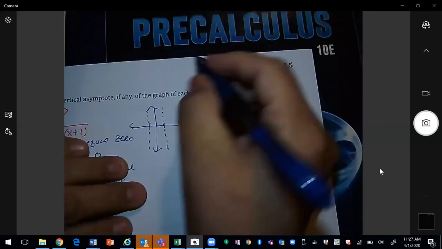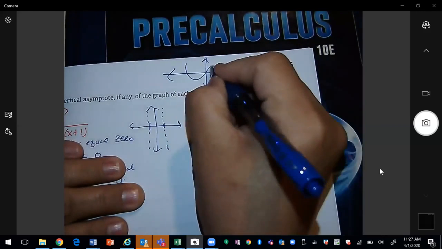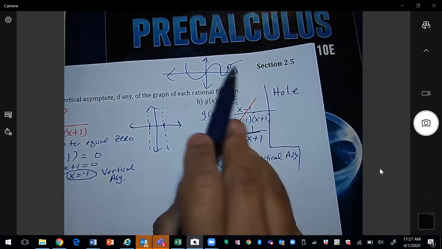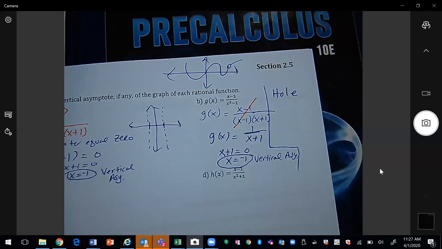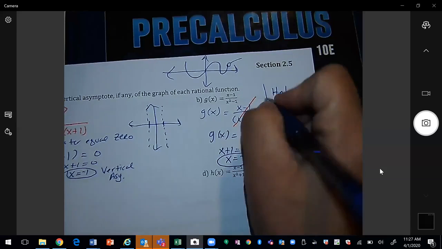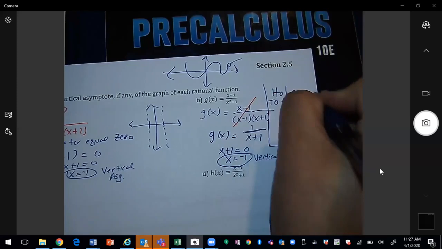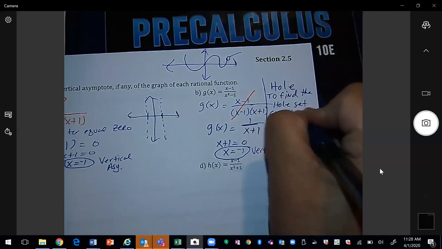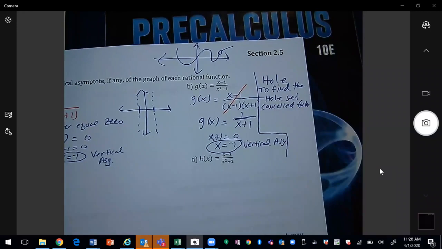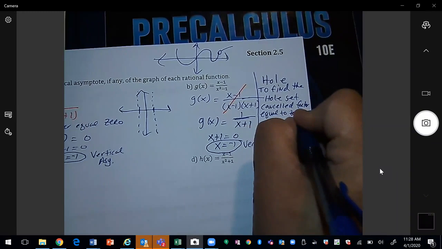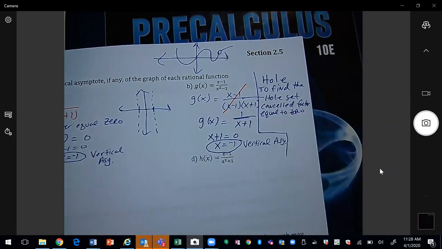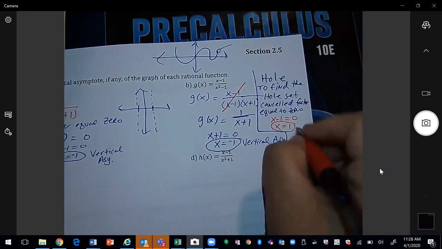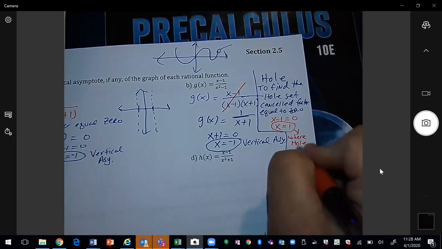And what I mean by that is if I had a graph, for example, and I have my graph like this, it's that open circle, that's going to be the hole. And so you only get one of those if you cancel a term. And so the way we're going to find it, to find the hole, we're going to set the canceled factor equal to 0 and solve for x. So in this example, our canceled factor was x minus 1. So I'm going to set it equal to 0. So this is where the hole appears.